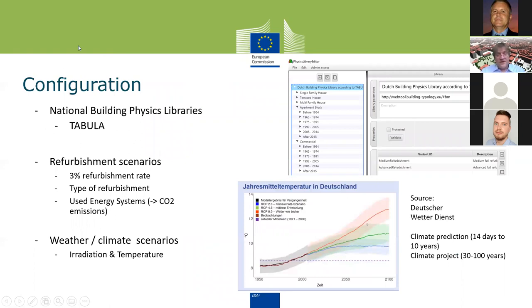So that is something important. How can we control or configure our system? As I mentioned, we use building physics libraries, and that was the case in the Netherlands. The default building physics library we use is a German one, for obvious reasons. But in the Enschede use case, we developed a building physics library for the Netherlands, and that is based on the Tabular project. So we can adapt the systems to national specific building physics libraries. Then we can define scenarios with assumption on refurbishment rate etc. That is not required if you want to calculate the current state of heating demand, but of course it's important to have this possibility to calculate future scenarios and as well weather and climate scenarios.